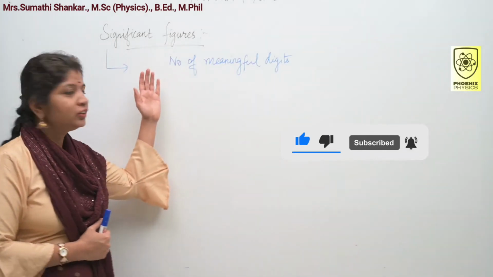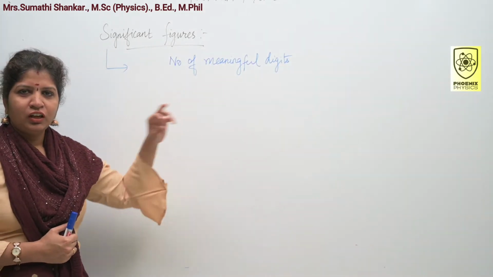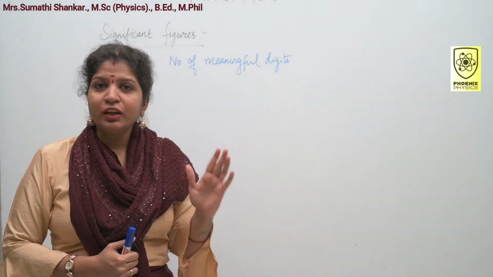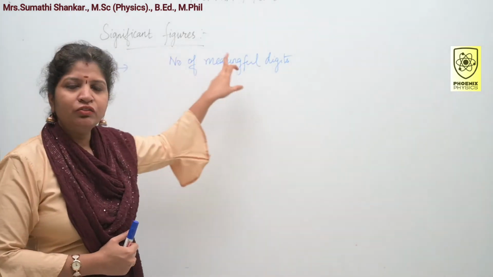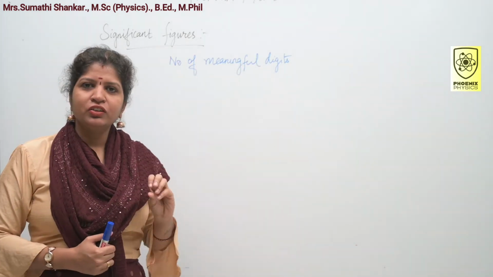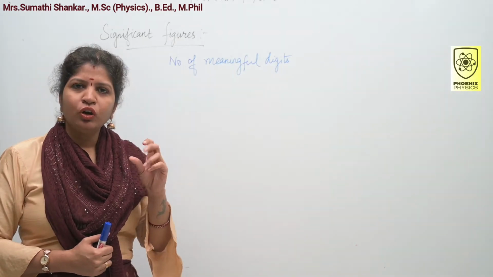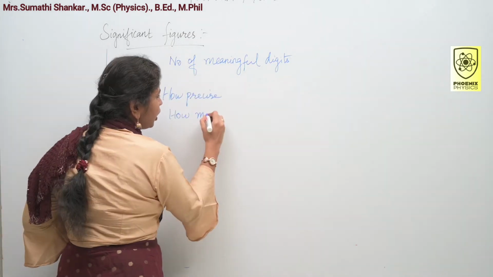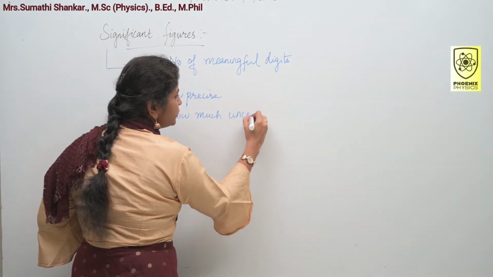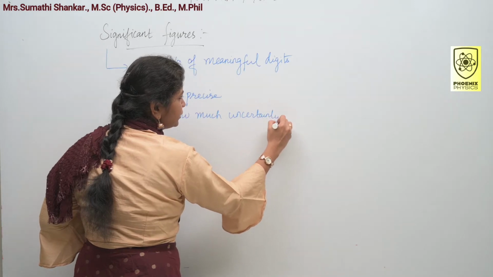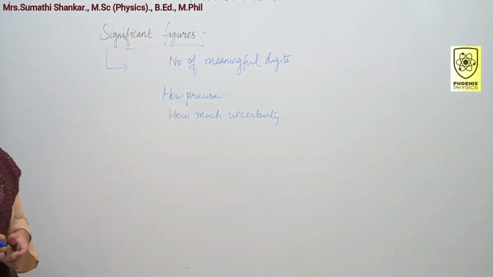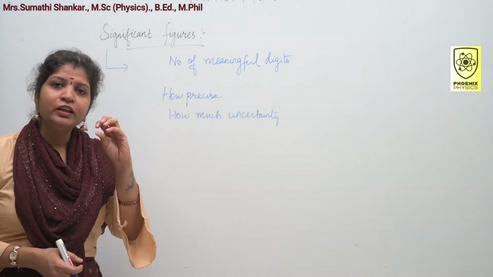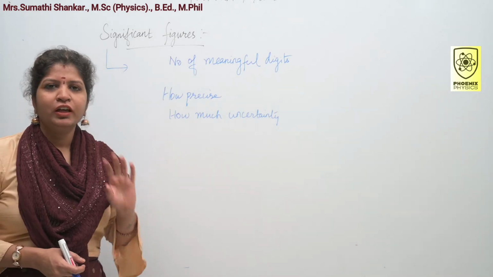Today we are going to learn significant figures. Simply we can say the number of meaningful digits in a measurement is significant figures. Significant figures are used to know how precise the answer is or how much uncertainty there is. You know that the precision of the measurements depends on the least count of the measuring instrument, right?